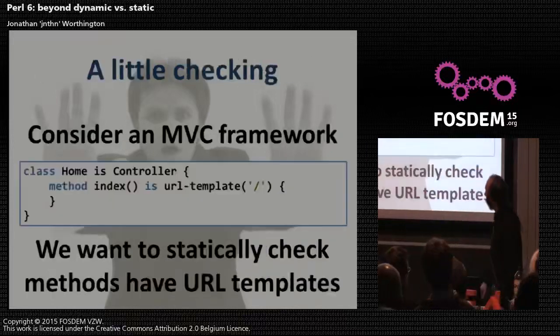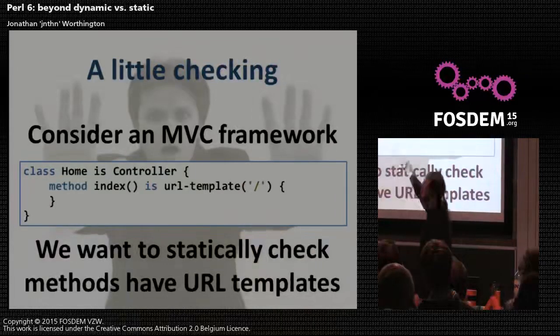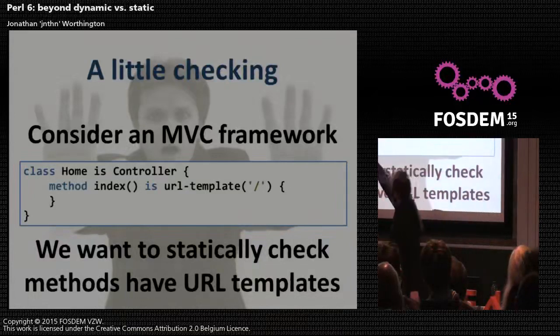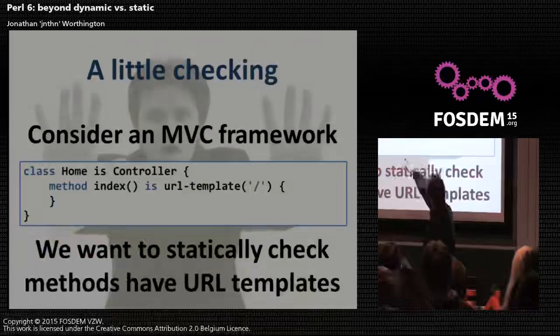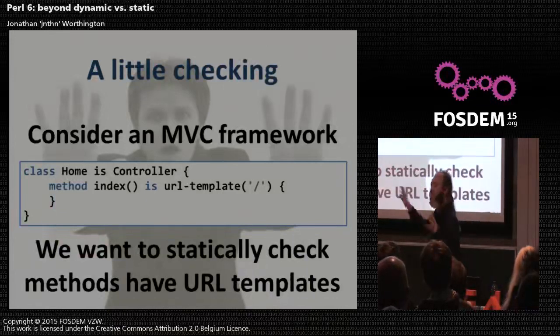Well, let's imagine we're building ourselves a little MVC framework, okay? And we decided we're going to put our routing on the controller methods. So here I have a controller. It inherits from some controller base class. And I've just said the URL template for this action is this. And I'm not a web framework designer, so please don't cry too much.